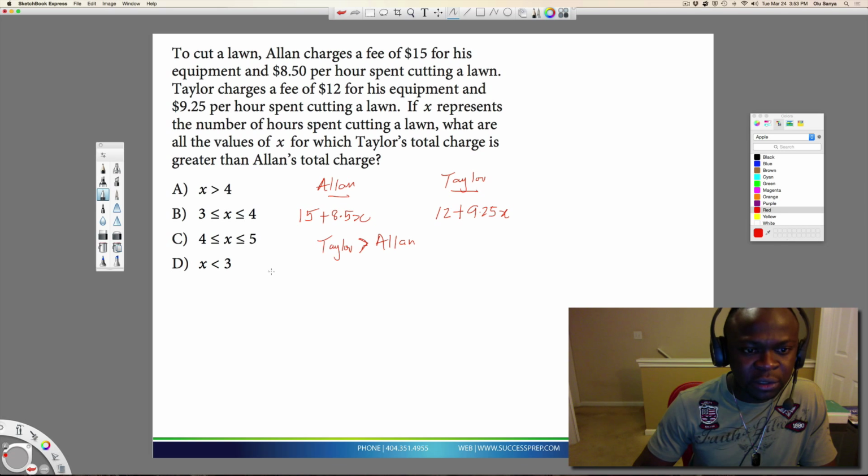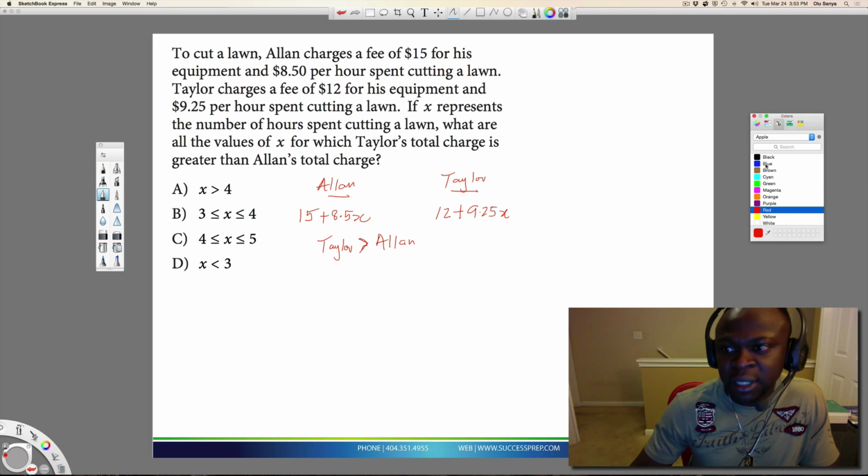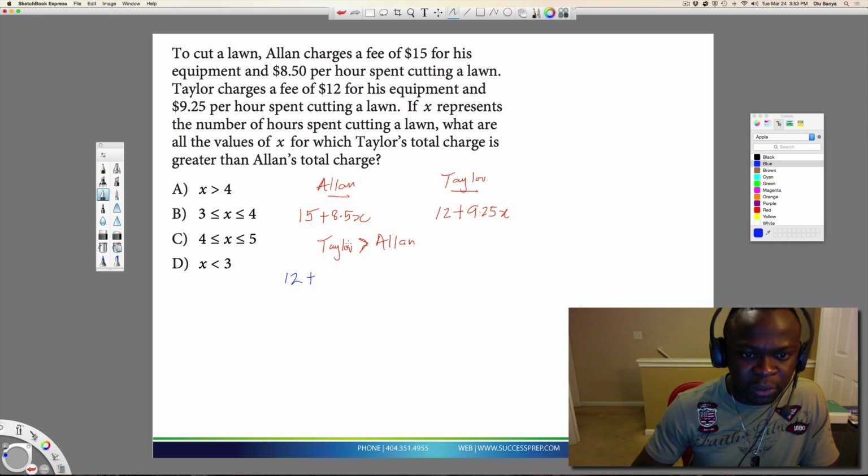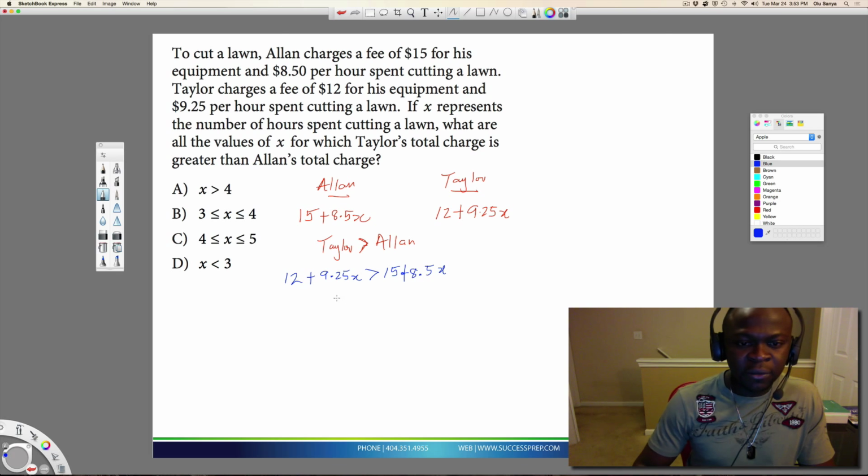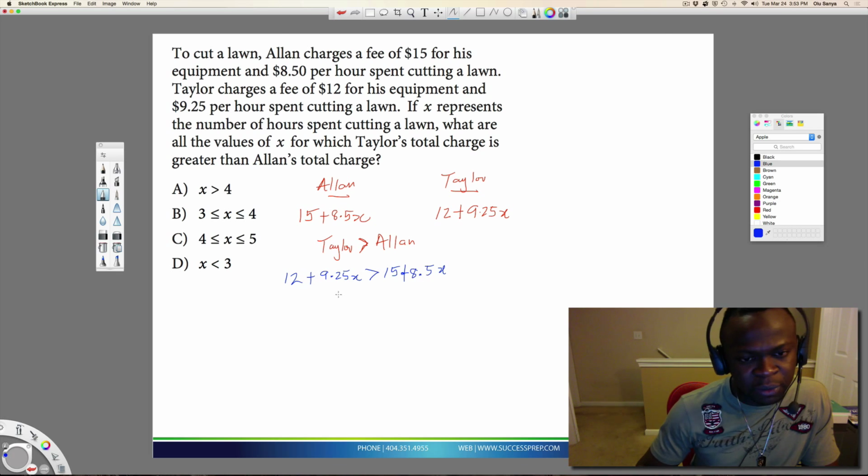That brings us to a situation where our inequality needs to be 12 plus 9.25x. I'm going to take Taylor's information, which is this equation here, and make that greater than Allen, which is 15 plus 8.5x. Now if you continue that on, you just pretty much need to solve the inequality.